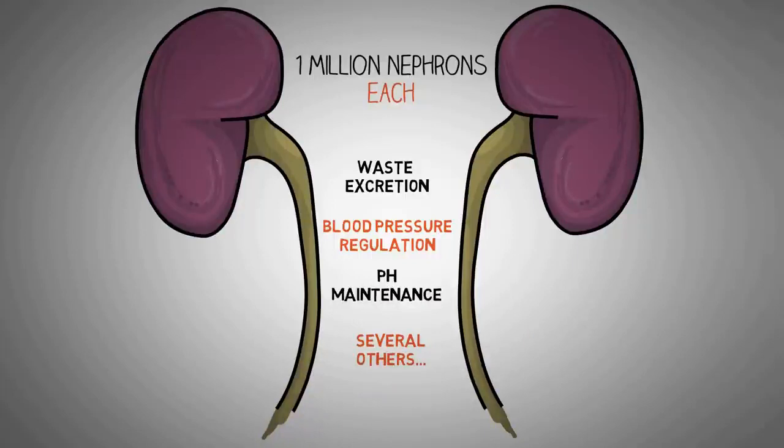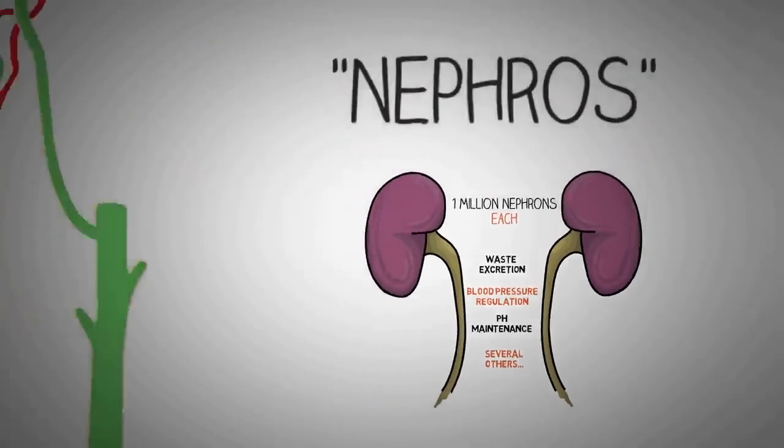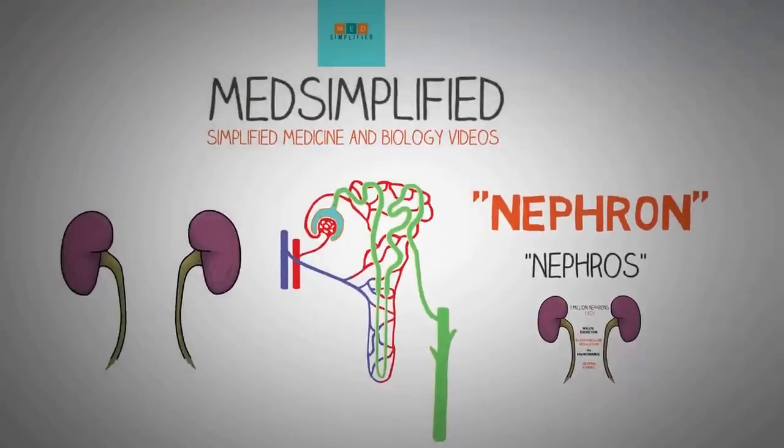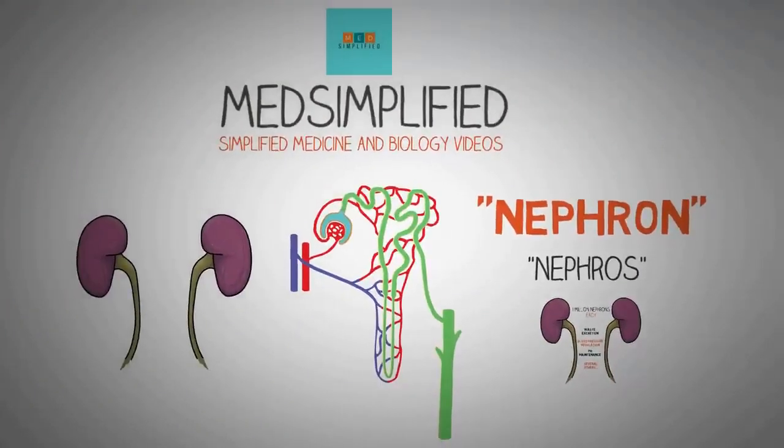So let's go through the structure and function of a nephron and learn more in detail about the different parts of nephron and the role of renal tubule in urine formation and excretion process.